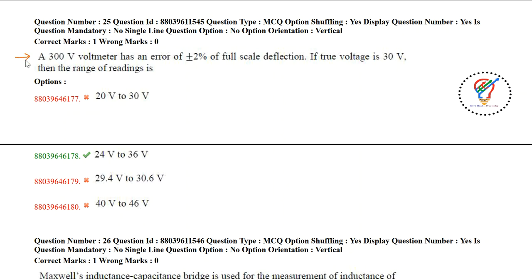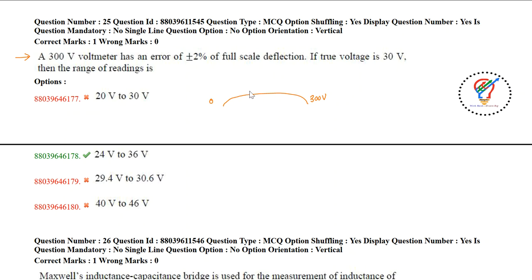Okay. The first question here is: a 300 volt voltmeter has an error of plus or minus 2% of full scale deflection. If the true voltage is 30 volts, then the range of the reading is. So in this question, there is an instrument having a range of 0 to 300 volts. Let me take this as the range, starting from 0 volts to 300 volts.